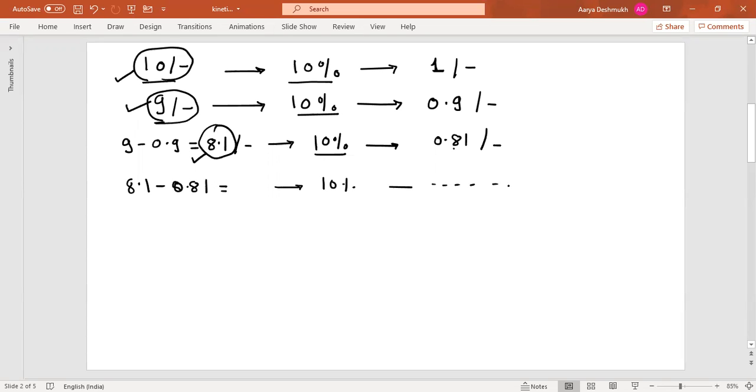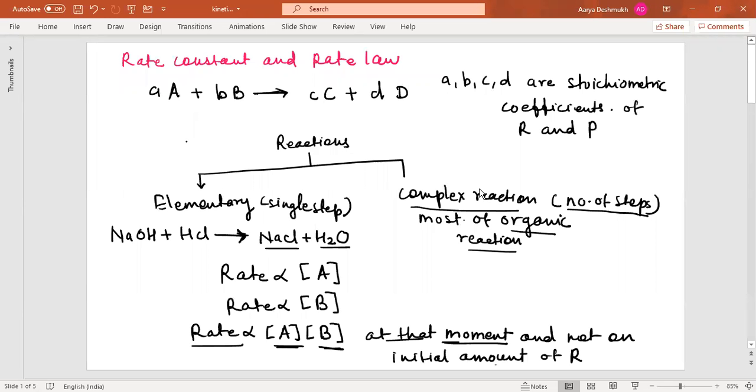So the rate is dependent on the amount which is left with me at that moment, and that is what we call the instantaneous rate of the reaction. I tried to explain it with a simple example. This is the meaning of this sentence: the rate of this reaction is dependent on the concentration of A and P at that moment and not on the initial amount.